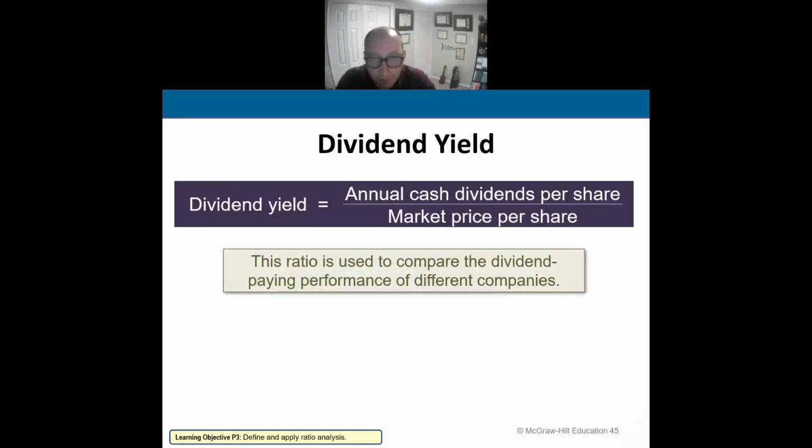Dividend yield, this we're looking at for performance based off of different companies and a company's ability to pay a dividend. We take the annual cash dividends per share divided by the market price per share. Again, it's all based off of stock.